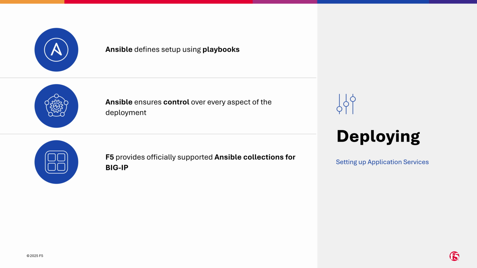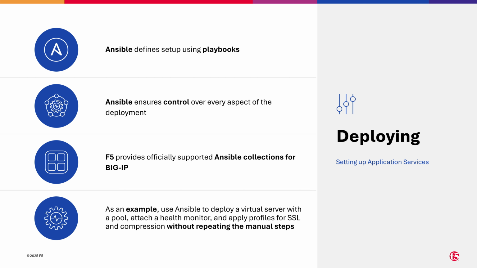F5 provides officially supported Ansible collections for BIG-IP, which include ready-to-use modules to manage virtual servers, pools, monitors, and other key features. For example, you might use Ansible to deploy a virtual server with a pool, attach a health monitor, and apply profiles for SSL and compression. This setup can be used for many applications without repeating the manual steps. Because playbooks are repeatable, the same configuration can be used across different environments. This saves time and avoids mistakes.